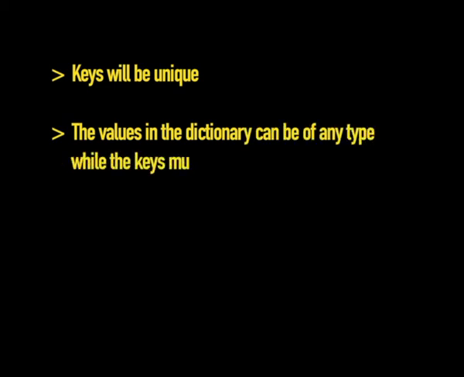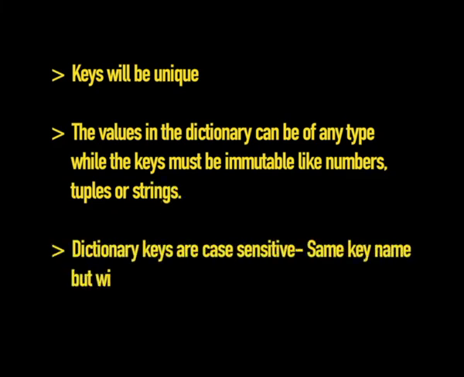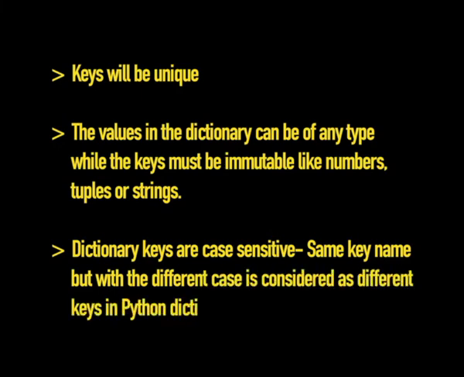Some points to ponder on dictionary include: keys will be unique, and the values in the dictionary can be of any type, while the keys must be immutable, like numbers, tuples or strings. Dictionary keys are case sensitive; the same key name with different cases is considered as different keys in Python dictionaries. We have discussed various operations like adding, removing and updating items. Also, we wrote scripts illustrating the various methods of dictionary and built-in functions that can be applied on a dictionary. Finally, we saw how to create and work with nested dictionary.